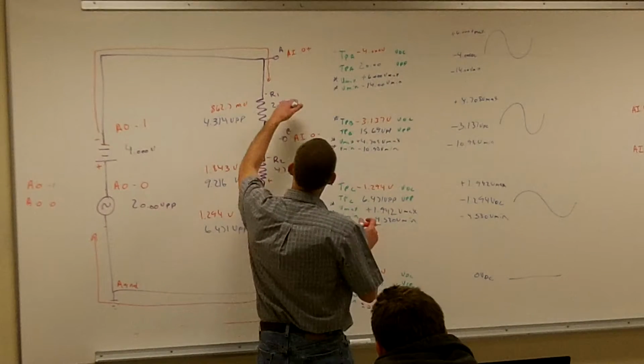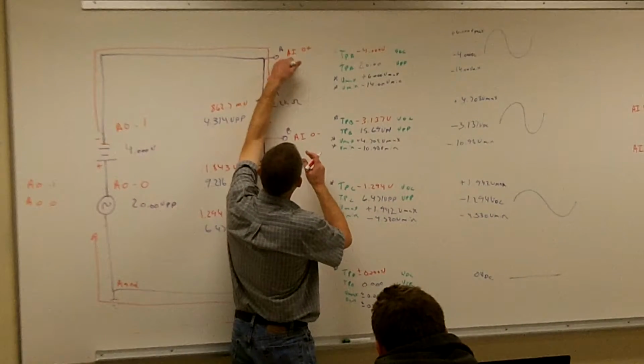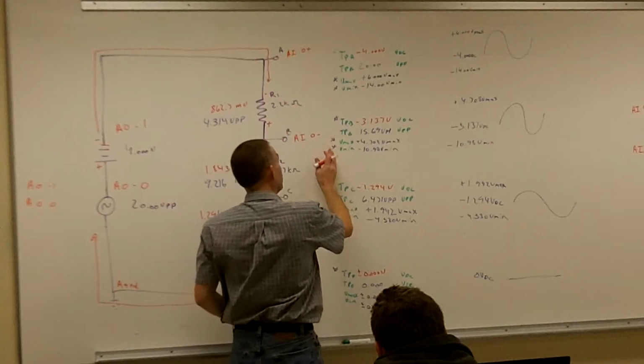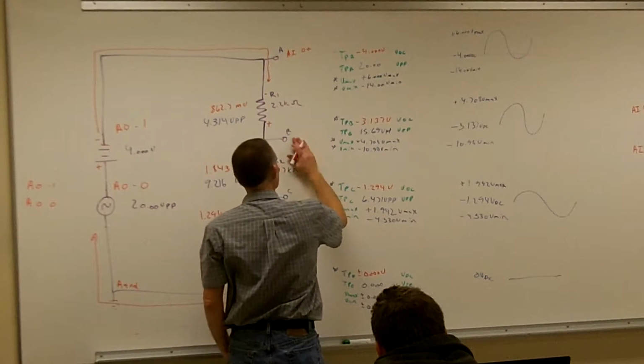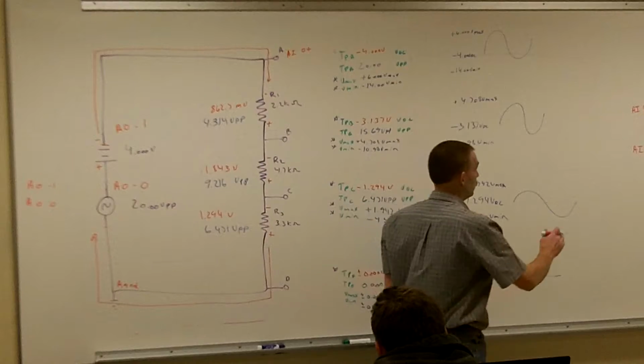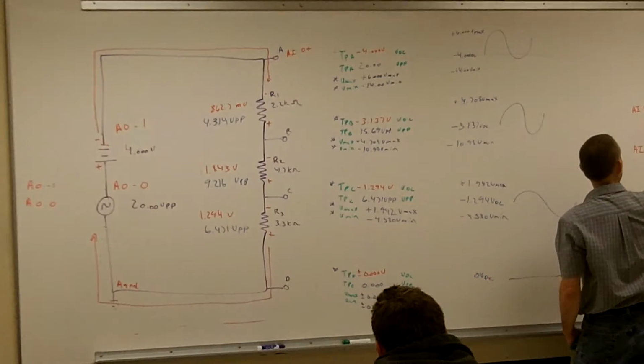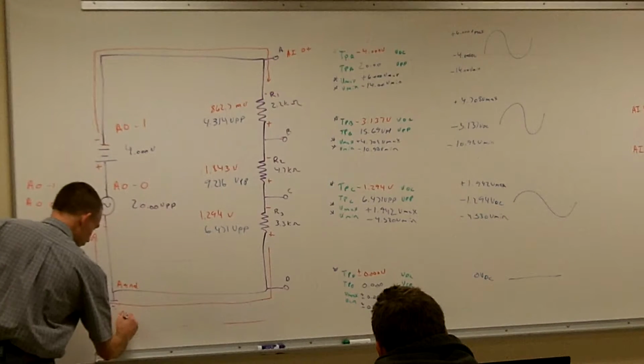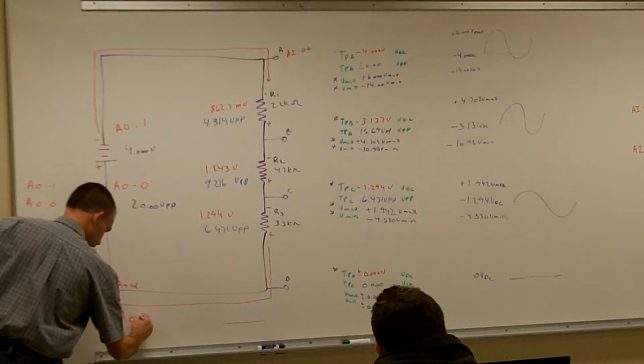But anyways, for the oscilloscope though, you're going to be taking your AI 0 plus and your AI 0 minus. If you want to do it like the oscilloscope would be, and just use your AI 0 minus and tie that to your point of reference, then that's how you would use it.